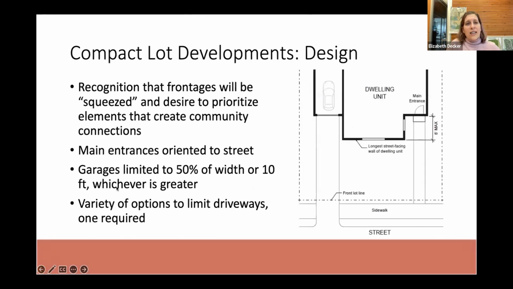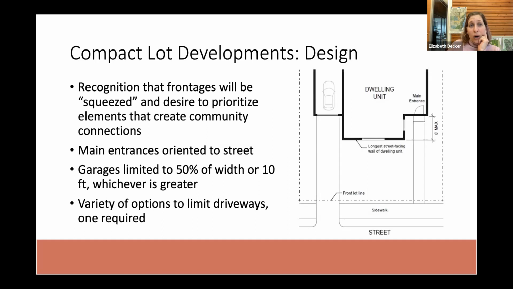Spoiled the surprise. Okay, here's the last piece about compact lot developments. The standards also, as a trade-off to having these smaller lots, realize that the frontages are going to be more squeezed, right? You've got some narrower lots, and with adding more housing, we heard a desire that we prioritize some of the elements that help create community connections, essentially meaning homes and porches and entrances and dwelling spaces, rather than seeing these developments come through with just 2-car garages dominating the frontage down the street.